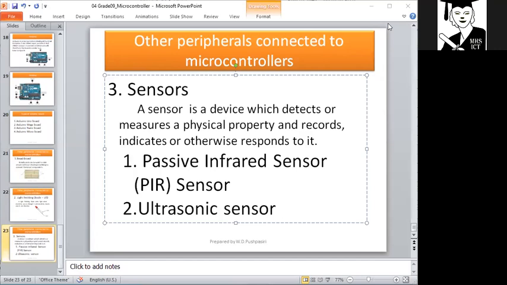Who can tell me a day-to-day activity that uses microcontrollers? A day-to-day incident that you can see, by using microcontrollers. Who can tell me?